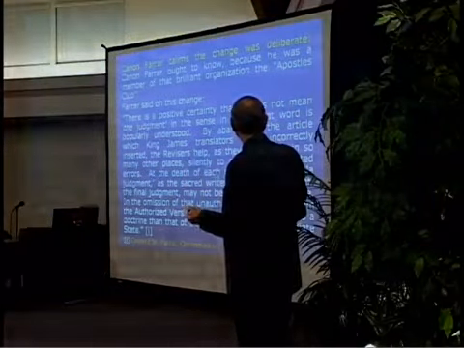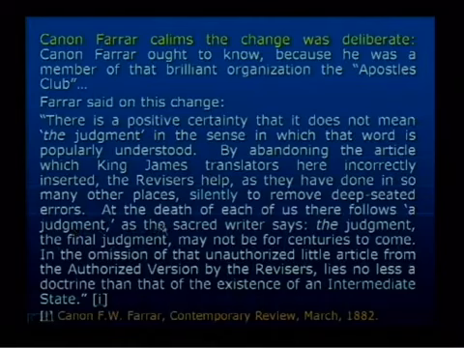At the death of each of us, there follows a judgment. As the sacred writer says, the judgment, the final judgment, may not be for centuries to come. In the omission of that unauthorized little article from the authorized version by the revisers, lies no less a doctrine than that of the existence of an intermediate state. Aha! So by leaving out the little article, you've got purgatory in your Bible. You can prove purgatory, but you cannot prove it is once to die, and then the judgment.